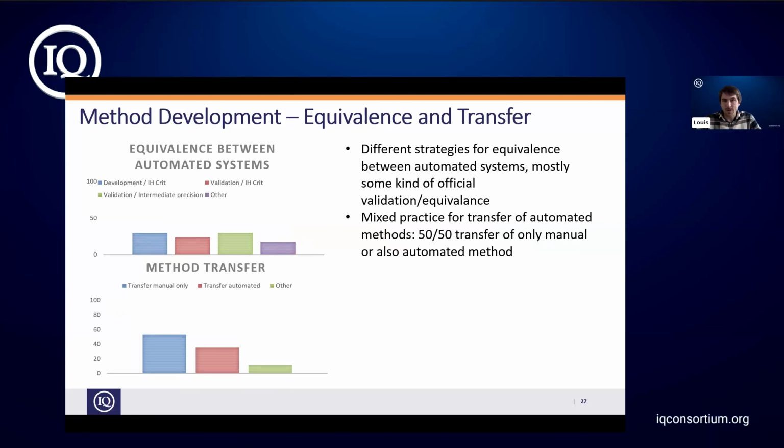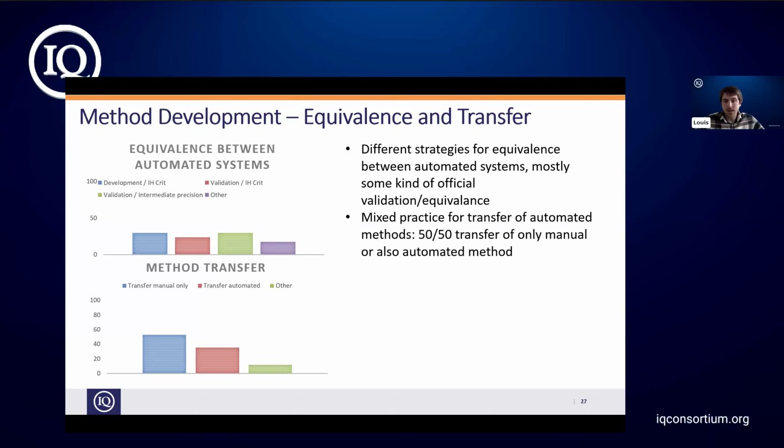So finally, for method development, we also asked how people are proving equivalence between automated systems and how method transfers are handled. So in the top graph, you see how equivalence between automated systems of different brands, for example, are shown, whether it's a development study or during validation, and again, what kind of criteria are used.